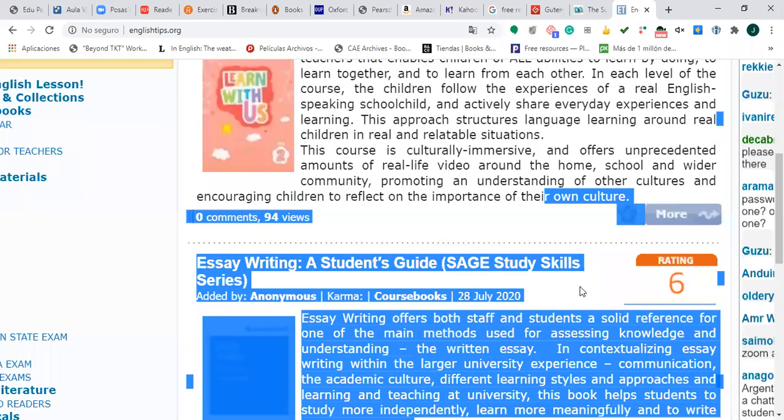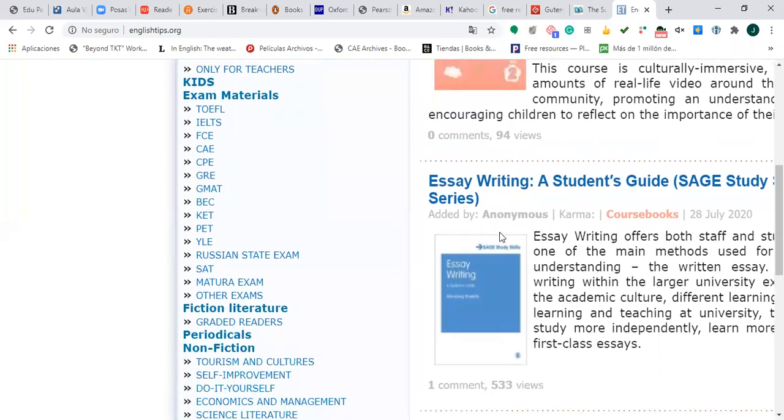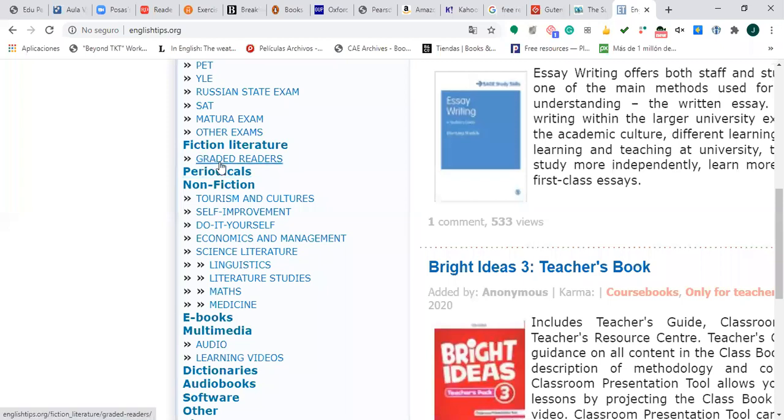Then you have fiction literature, and you have this, what are we talking about? Graded readers. You have a lot. You can download a lot of graded readers here, right? And you go to the Penguin, to the Oxford, to the Pearson, and you download the worksheets. So you have the complete version. You download here the reader, and on the Oxford, Pearson, and Penguin, you download the worksheets, and you have the complete one. Now, periodicals, non-fiction, tourism, self-improvement, do-it-yourself, economics, science, literature, linguistics, literature studies, math, medicine, ebooks, multimedia, audiobooks.